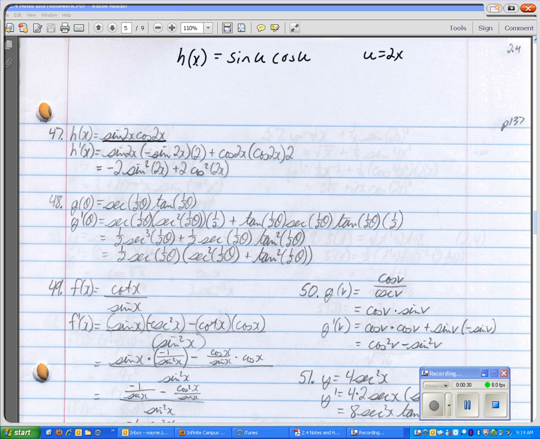So that'd be the first function, so to take the derivative. So h prime of x equals the first function, the sine of 2x, times the derivative of the second function. Well, to take the derivative of the cosine of 2x, that's the cosine of u, so that's negative sine of u times the derivative of u. So negative sine of 2x times the derivative of 2x.